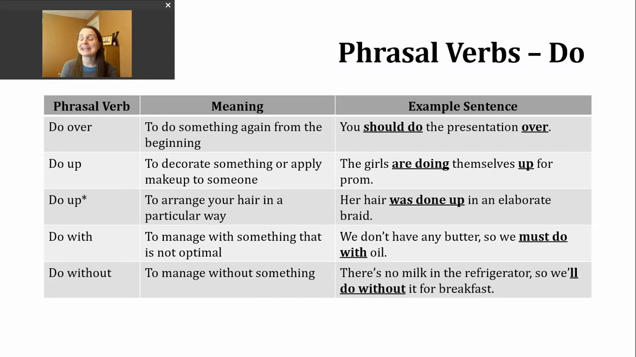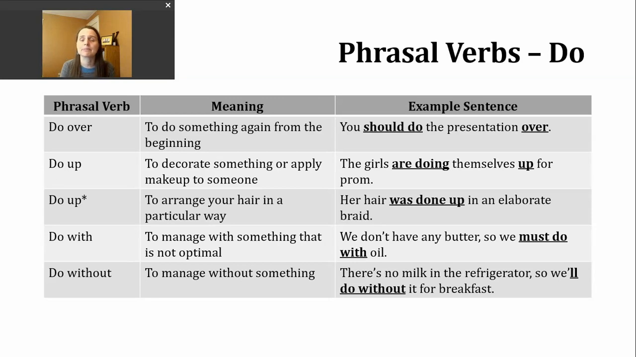Another phrasal verb you might hear is do with. And this means to manage with something that is not optimal. So it's not perfect. It's not exactly what you want, but you can make it work. So an example of this might be something you hear in cooking. We don't have any butter, so we must do with oil. We must continue the recipe, continue cooking, and manage with something that's not exactly what we want or exactly what the recipe calls for.